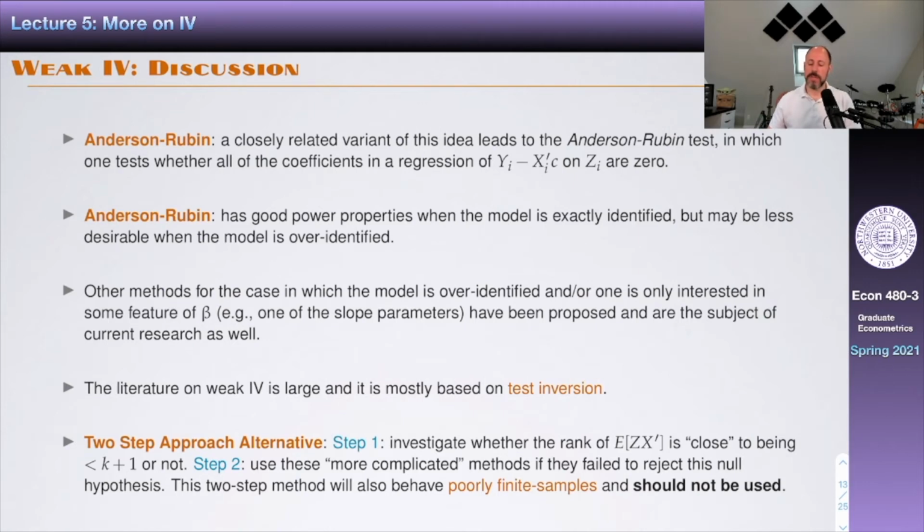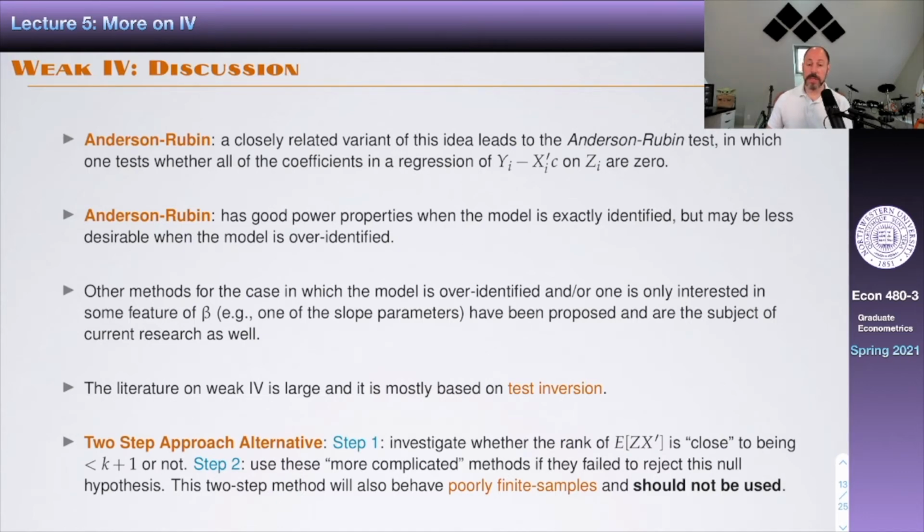that leads to a variety of methods. Some will have better power properties, some will be more appropriate when you don't care about inference on the entire vector beta, but perhaps some components only, and so on. And so I wrote here, this literature is large, and it's mostly based on test inversion, meaning if you're going to do a confidence interval, you have to do this approach that we described in the second lecture, where you just collect all the values in the null hypothesis that are not rejected, and then you put them back.